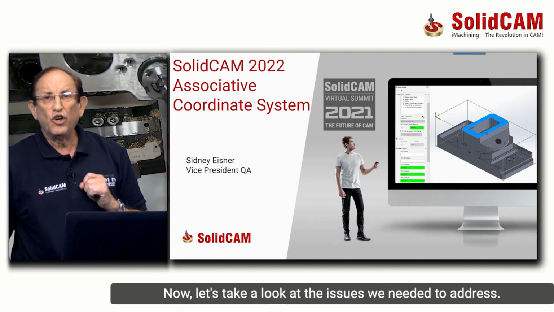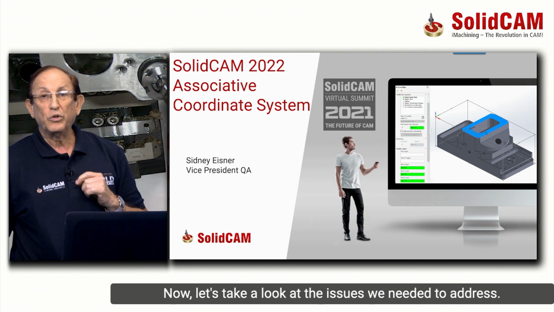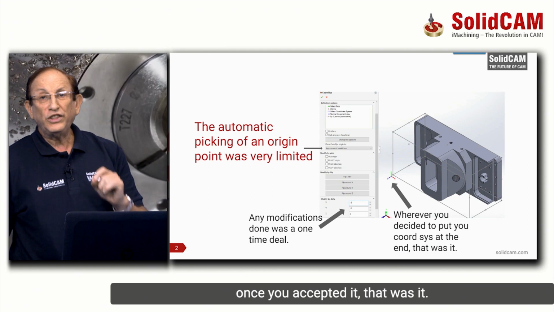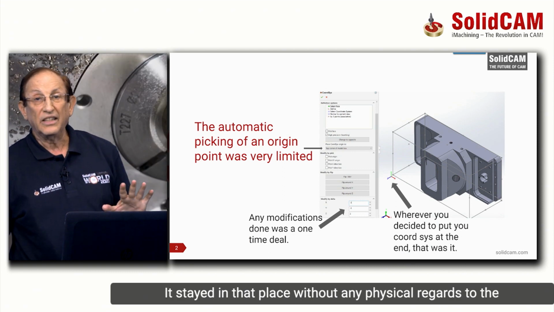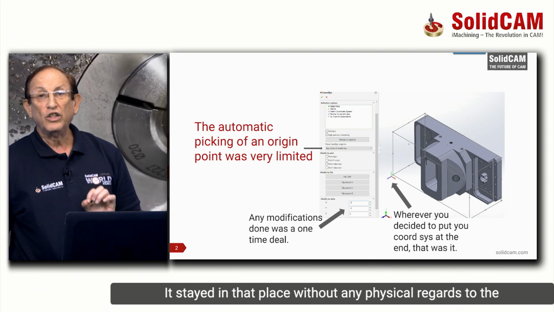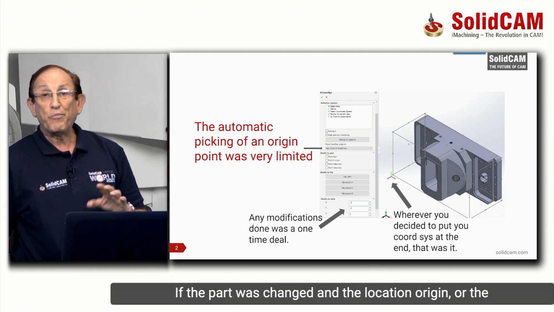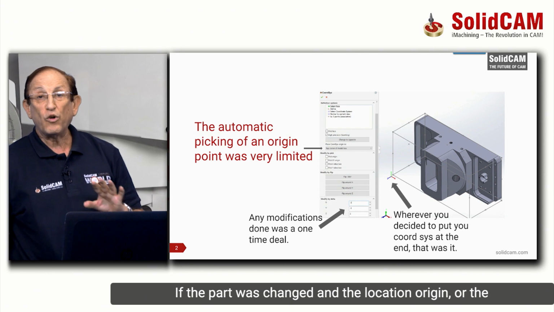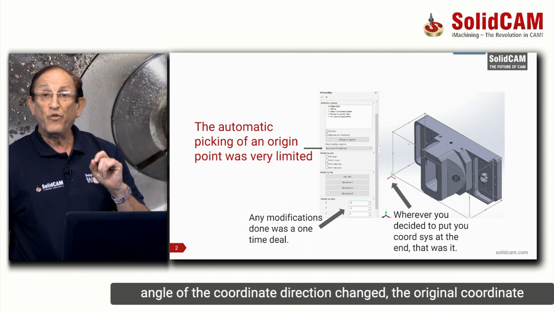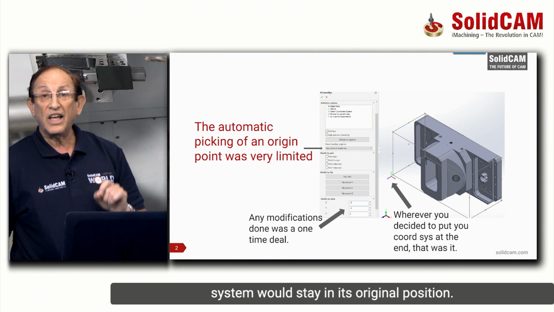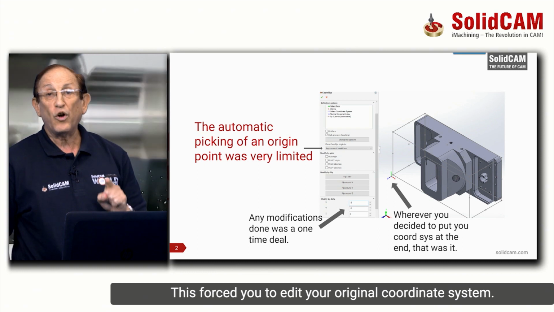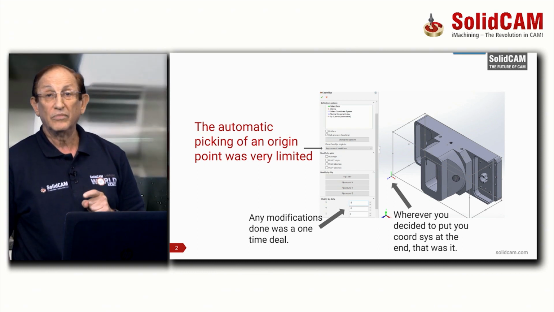Now, let's take a look at the issues we needed to address. Upon creating your coordinate system, once you accepted it, that was it. It stayed in that place without any physical regard to the actual part. If the part was changed and the location origin or the angle of the coordinate direction changed, the original coordinate system would stay in its original position. This forced you to edit your original coordinate system.